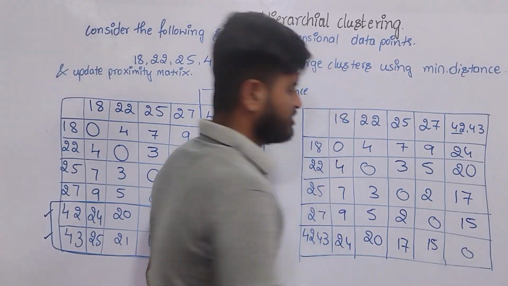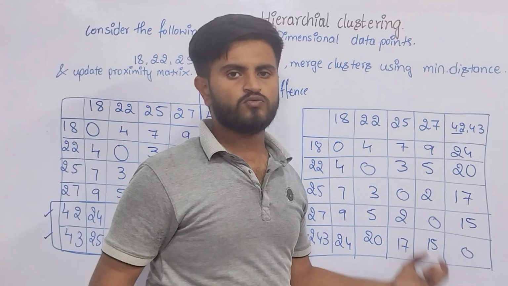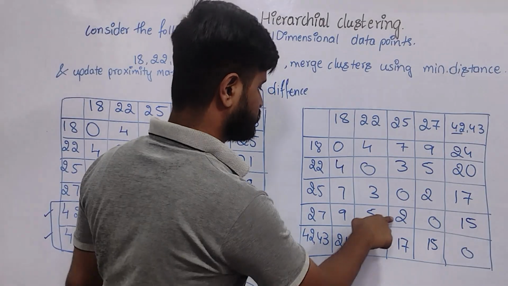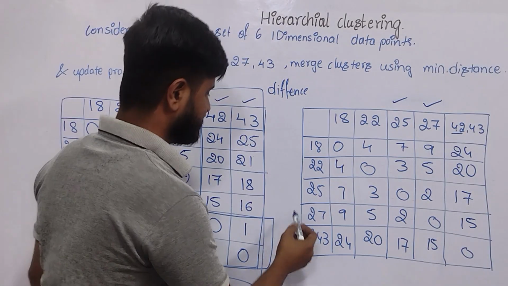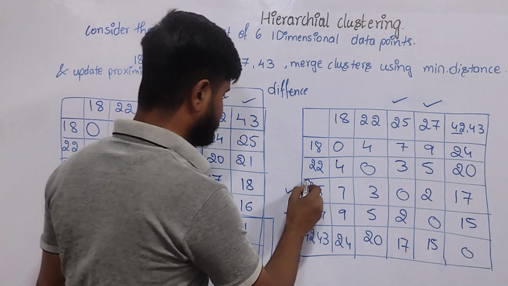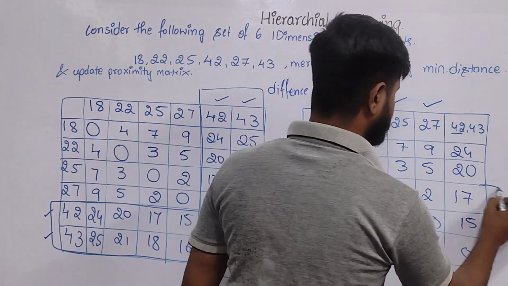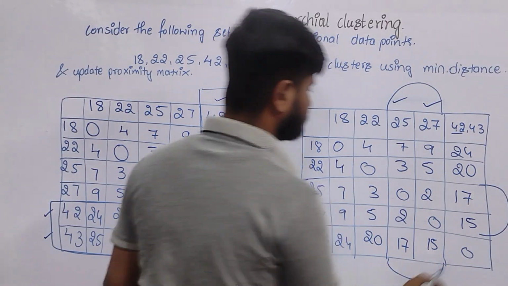So just copy it. Now if you see, except 0 which is the smallest number, that is 2. 2 is present in the 25th and 27th column. It is present in the 27th and 25th row. So what we will be doing? We will be clustering the 25th and 27th row and column together.